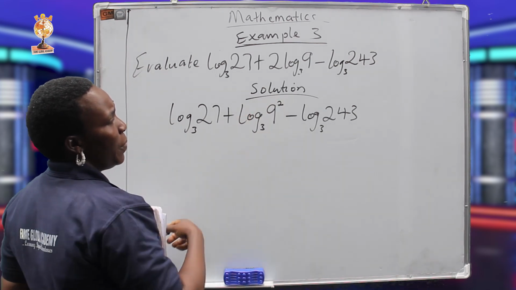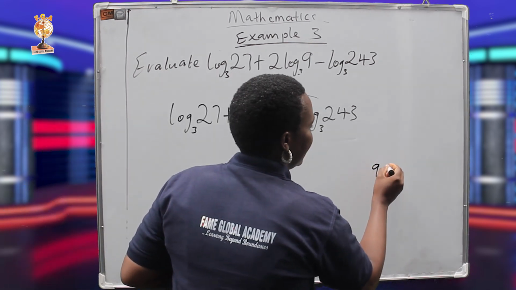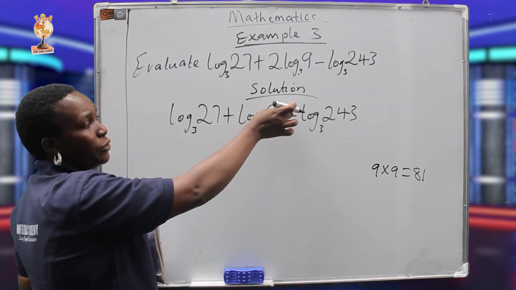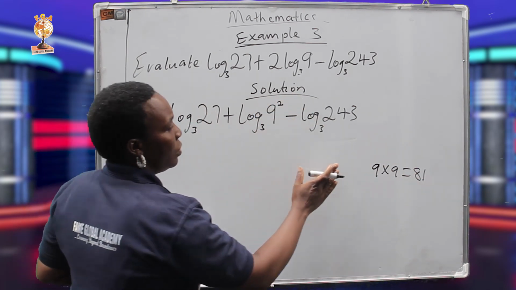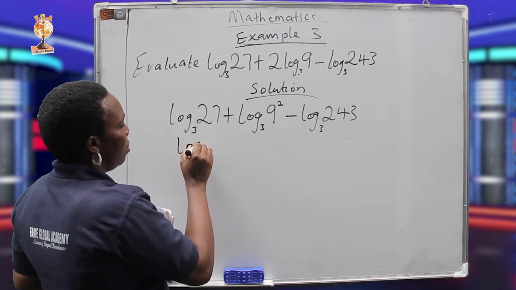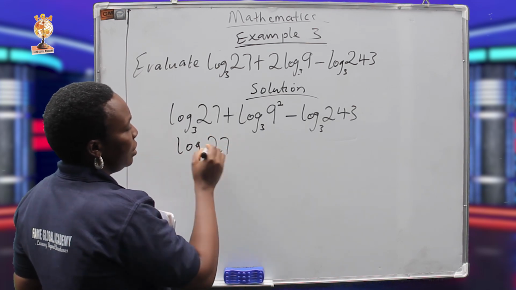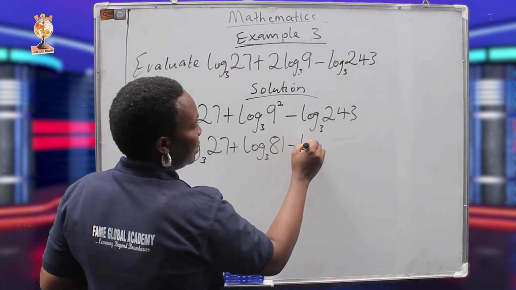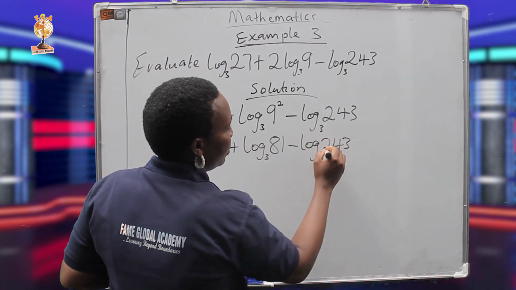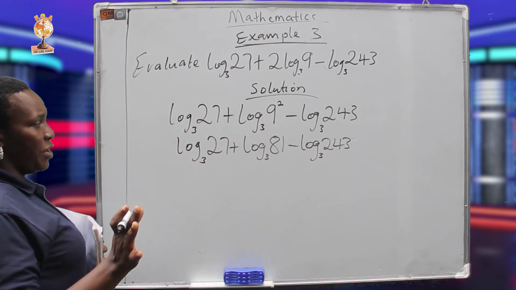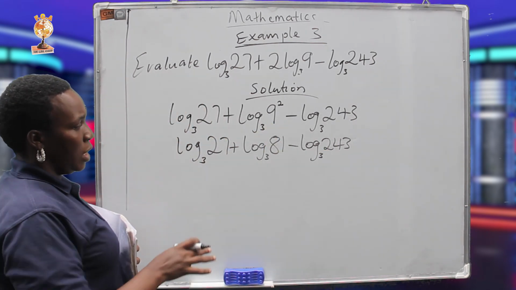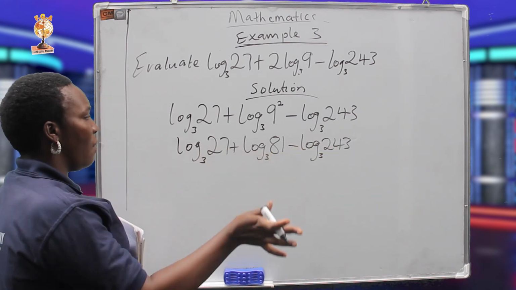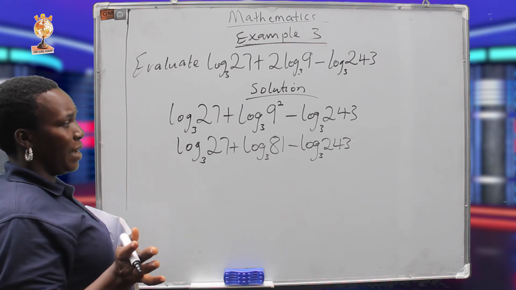Now we can't leave this number like this, rather we are going to multiply it. So 9 raised to the power of 2 means what? 9 times 9, and that will give us what? 81. So we are replacing this 9 raised to the power of 2 with 81. Okay, so that will give us log 27 base 3 plus log 81 base 3 minus log 243 base 3. Okay, so everything is now settled. This is the same log and base. There is no power, there is no number at the back of the logarithm.